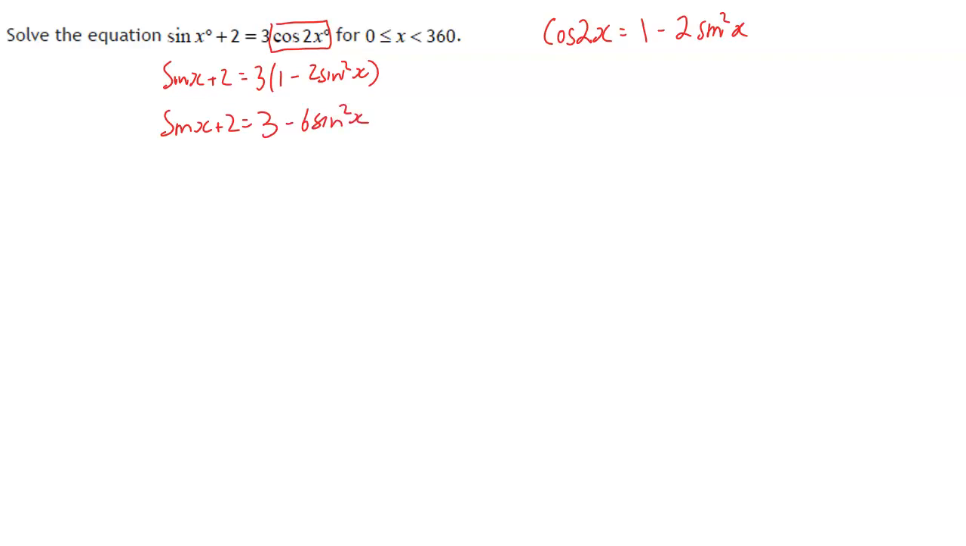Now it's a quadratic. Remember, to solve a quadratic, we want it equal to 0. Shift everything on this side across to this side. So I get 6 sine squared x plus sine x minus 1 equals 0. So I've got a quadratic written in terms of sine x rather than just x on its own. But the technique for solving this doesn't change.